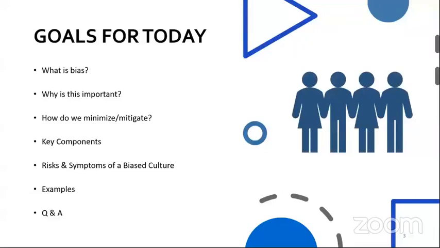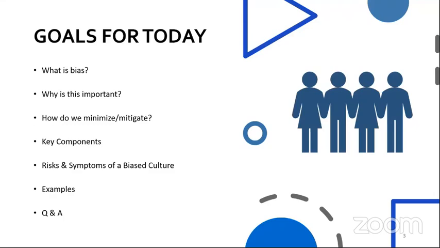So let's jump right in. Let's go over the goals for the presentation today. We're going to talk about what bias is and how it relates specifically to forensic science, why it's important, and what types of impacts it has on our work processes and our work product. How can we minimize or mitigate that impact? What key components exist within our normal operations that we can take advantage of to help minimize and mitigate the risks of bias? We're also going to talk about what those risks are and what symptoms you may observe if you have a biased culture.